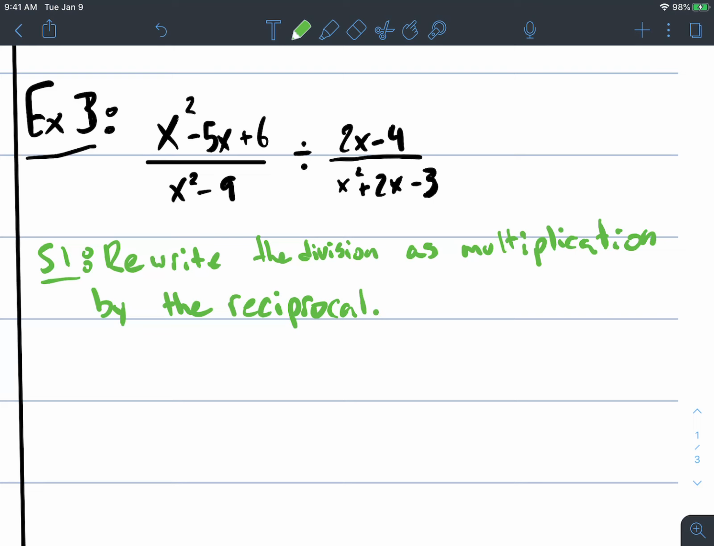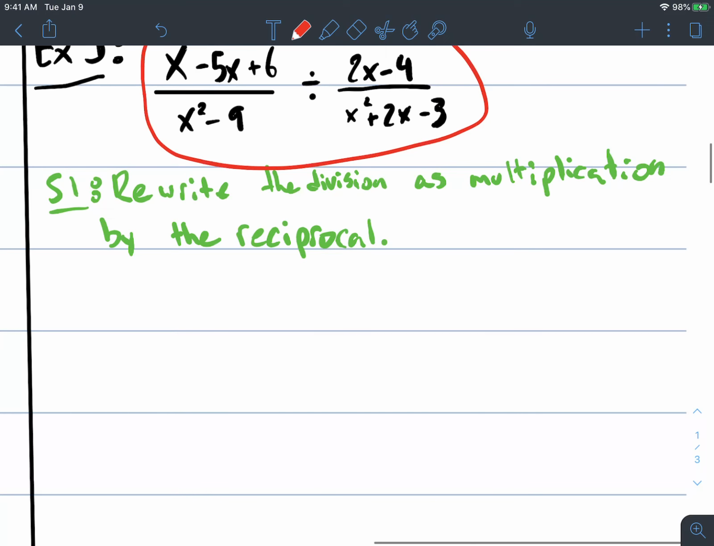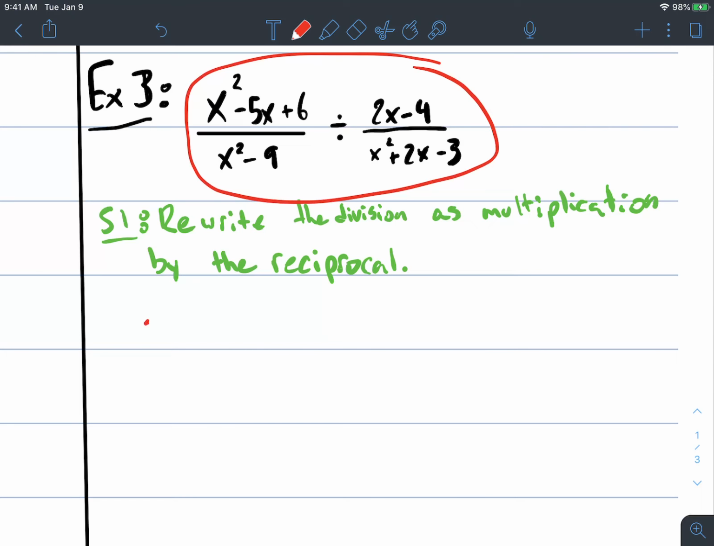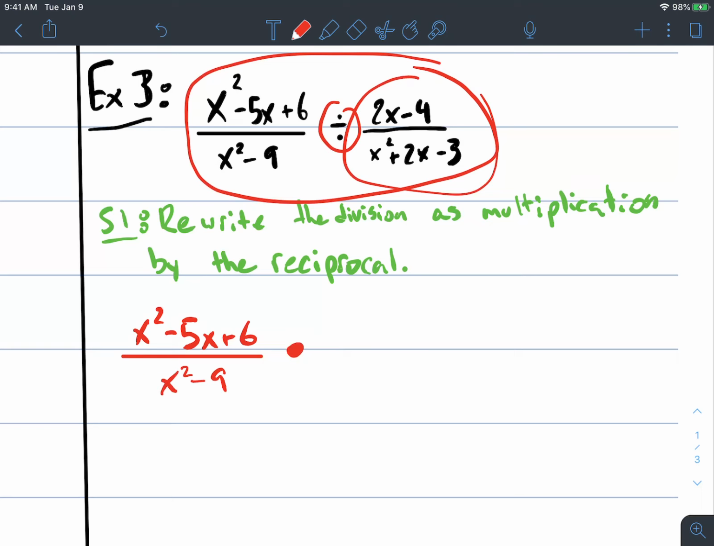But basically this is our initial problem, and we're going to rewrite it. The first fraction, x squared, stays the same. We're going to change the division to multiplication. And then all we're going to do is flip this fraction.